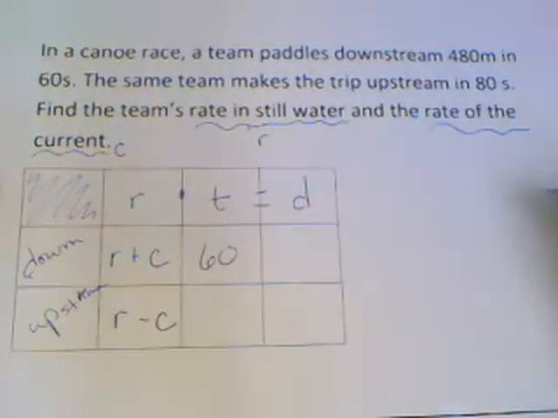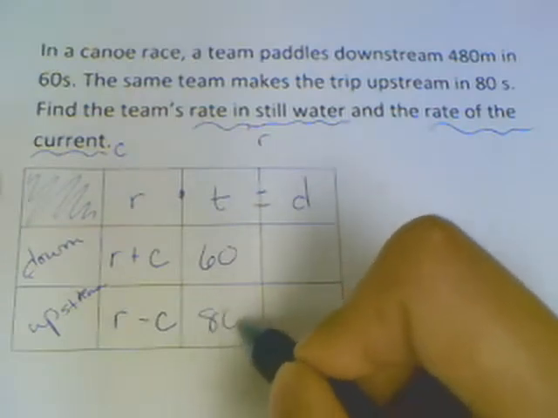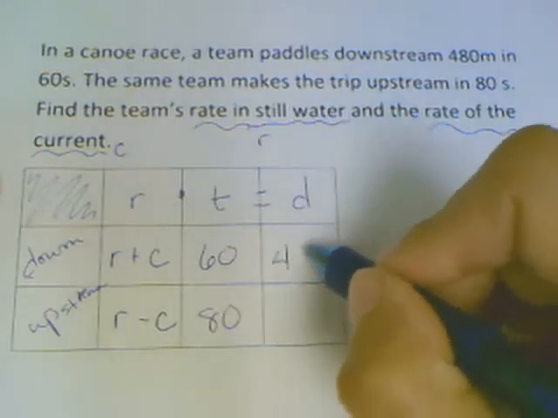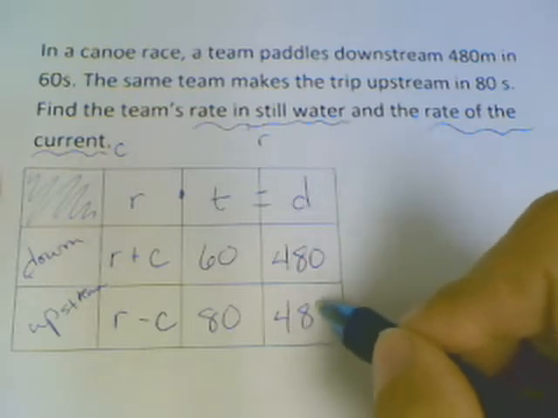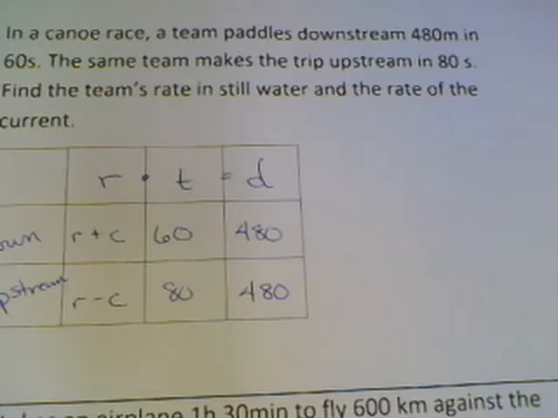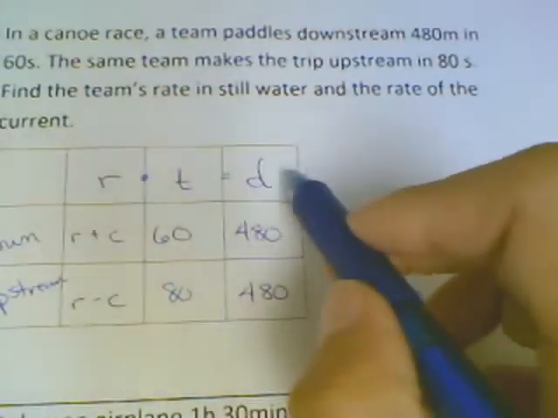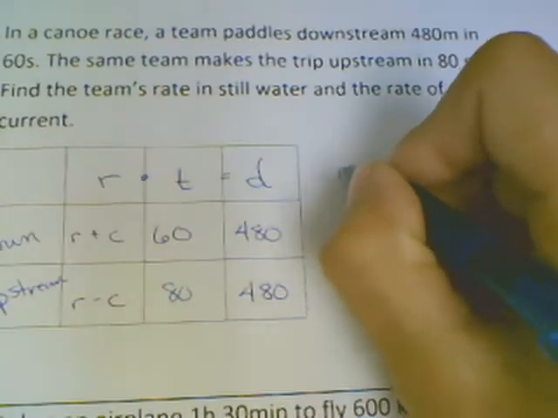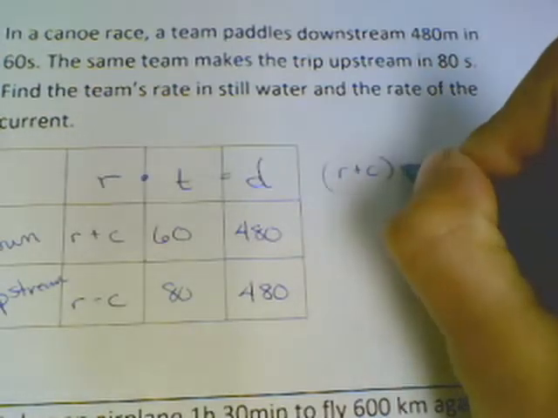Now the rest we can fill out using the information given in the problem. The time it takes us to go downstream is 60 seconds, and the time it takes to go upstream is 80. The distance traveled is the same for both, because going downstream and upstream was this trip. With my table complete, I can now set up my system of equations. What I know is that rate times time equals distance. So I have rate times my time equals distance.